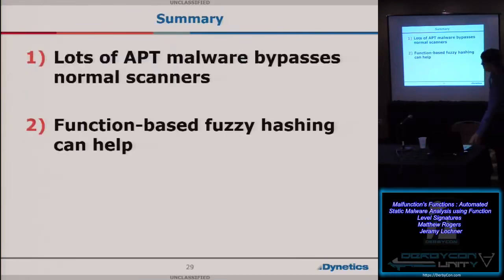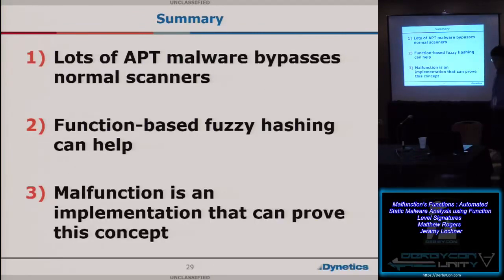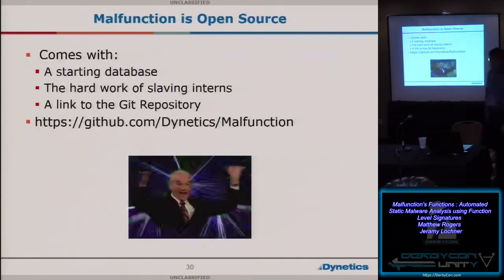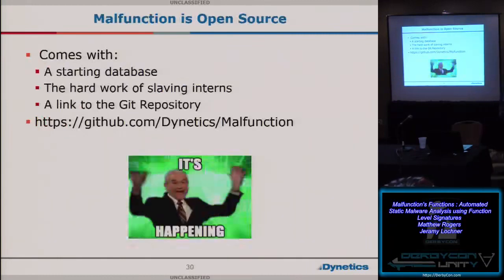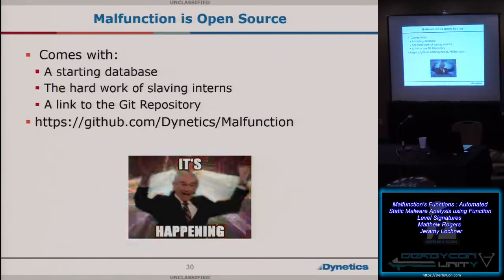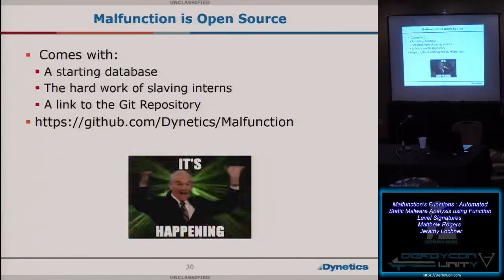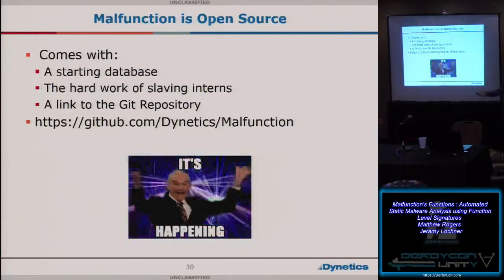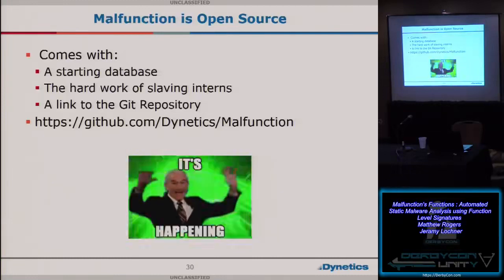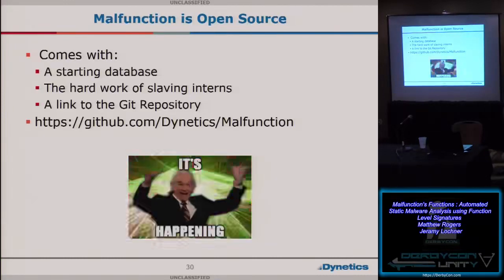So our summary: lots of APT malware bypasses normal scanners and antiviruses. Our attempt at a solution was fuzzy function-based hashing, and Malfunction is our implementation. This actually went open source this week, which we're very excited about. It comes with the starting database, the hard work of the slaving interns, which ranged from just the 2 of us to 5 at one point, as well as the link to the Git repository there if any of you would like to try it out.